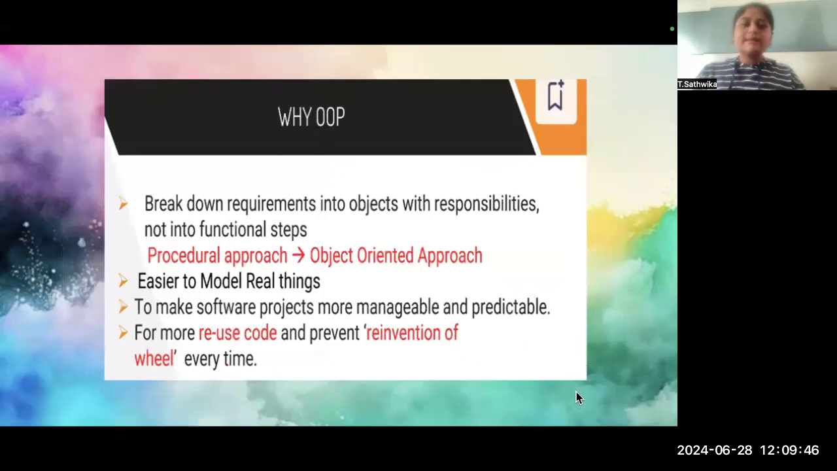So why is it necessary to learn about object-oriented programming? It is essential because we are breaking down requirements into objects with responsibilities, but not into functional steps. Here the procedural approach is replaced by the object-oriented approach, and it is easy to model real things, to make software projects more manageable and predictable, for more reuse of code, and to prevent reinvention of the wheel every time. So here we can reuse the code again and again, and there is no need to reinvent some other new code in the same program.